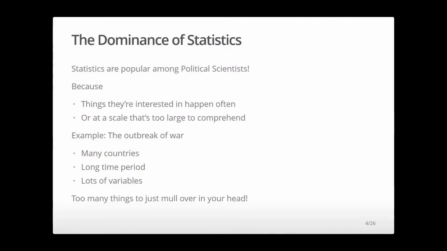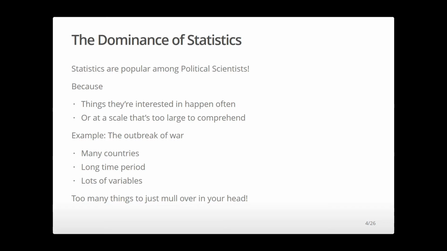Political scientists tend to really like using statistics. Of course, good political scientists also use a rich qualitative toolkit as well, but overall, statistical methods dominate the field. Why is this the case? Well, for one thing, many phenomena political scientists are interested in occur often or at a scale that produces numerous observations. For example, some political scientists study the outbreak of war between countries.